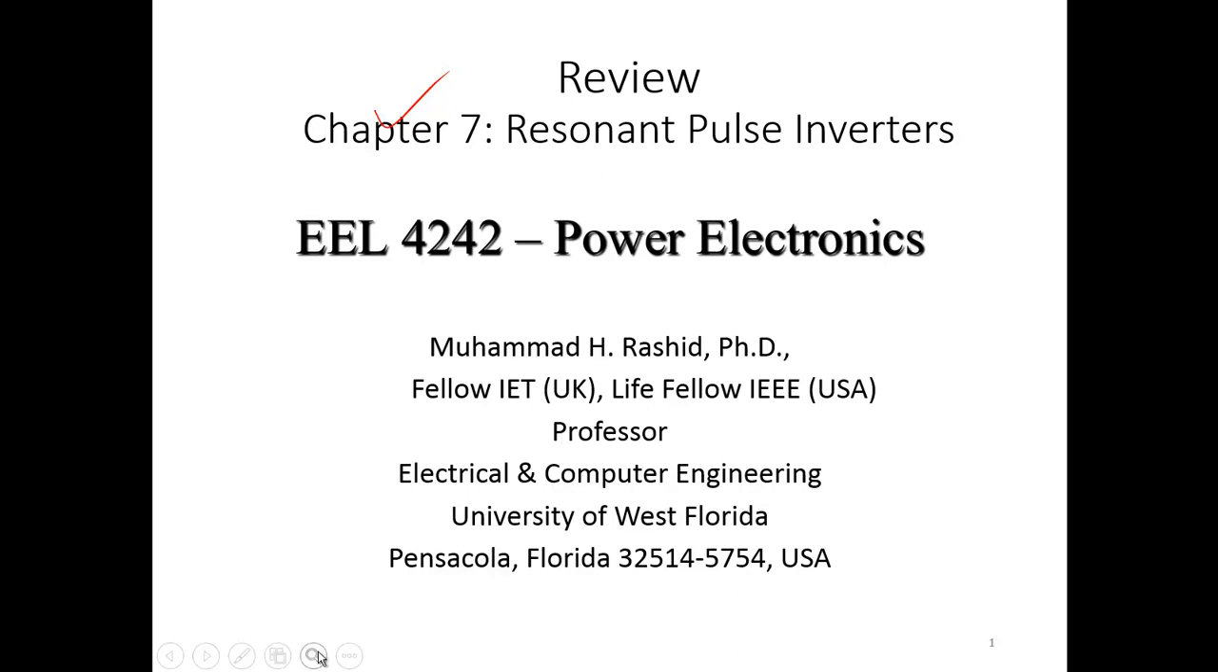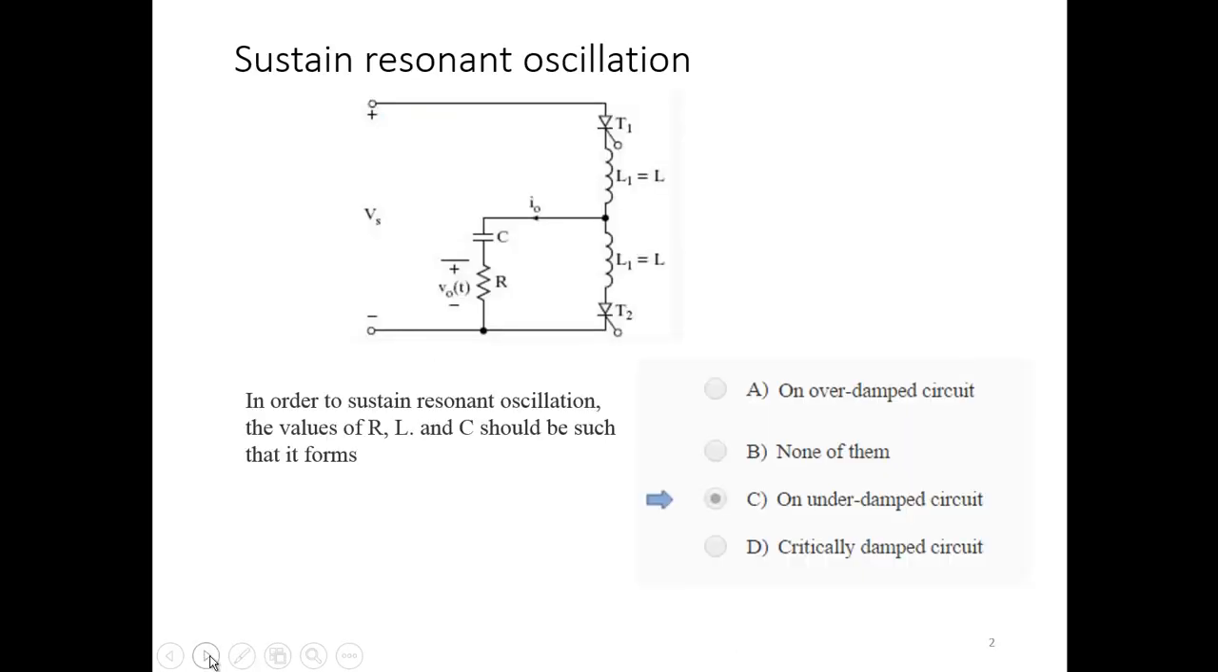Let me go to the next one. This is the resonant oscillation circuit. You have a thyristor here, and another thyristor here, as you know. And then there will be an RLC circuit, a resonant circuit there.